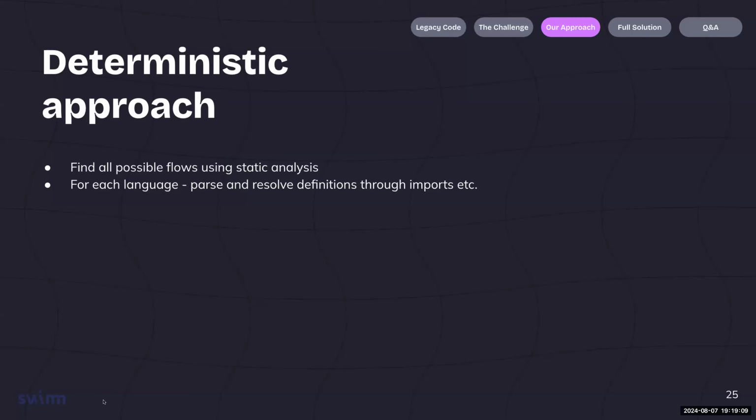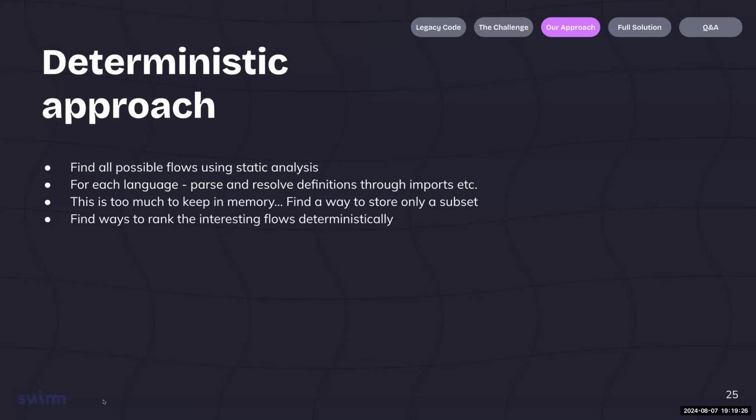Now, a caveat here, this is also a simplification. There are many challenges with that. Just as an example, for a big code base, it's just too much to keep in memory. There are so many permutations of different functions calling different functions. So we needed to find a way to store a subset, but I don't want to dive into that right now. Then we wanted to find ways to rank interesting flows deterministically.